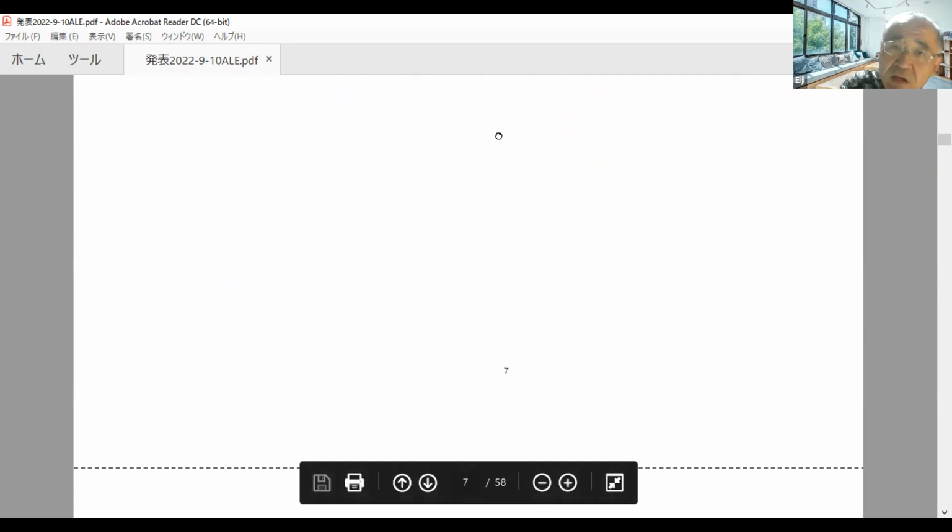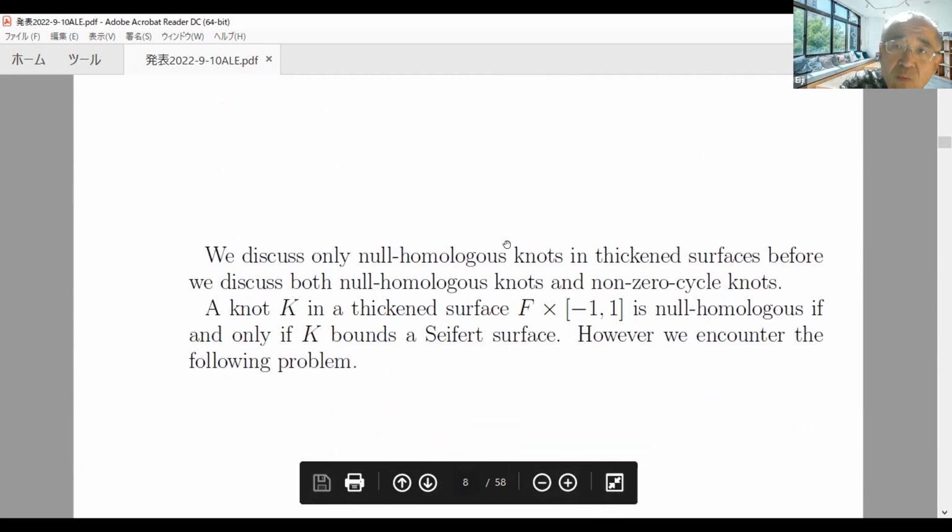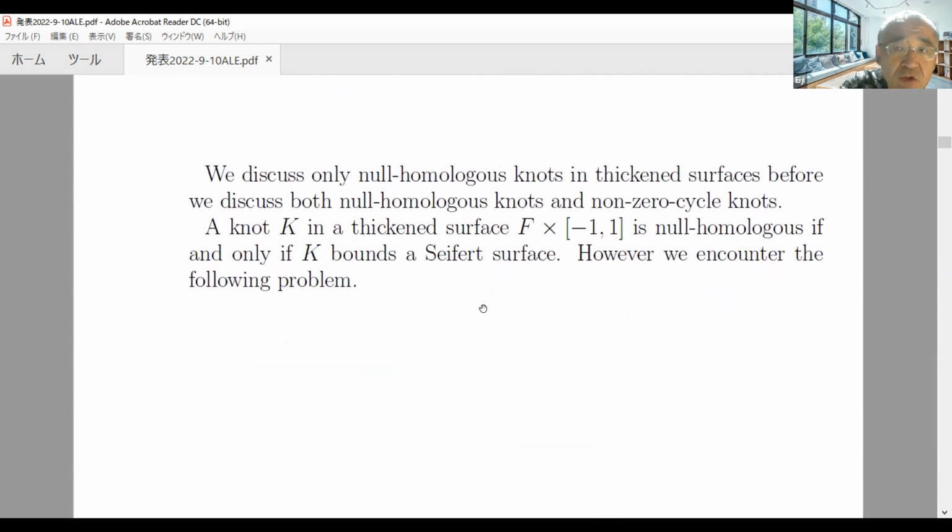This is one of our results. We discuss only null homologous knots in thickened surfaces before we discuss both null homologous knots and non-zero cycle knots. We discuss all knots in thickened surfaces, but first, let's discuss the null homologous case. A knot K in a thickened surface is null homologous if and only if K bounds a Seifert surface. However, we encounter the following problem.